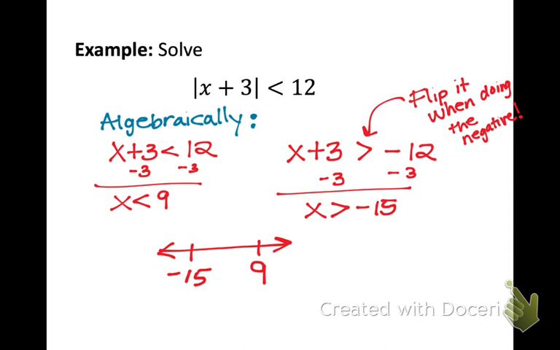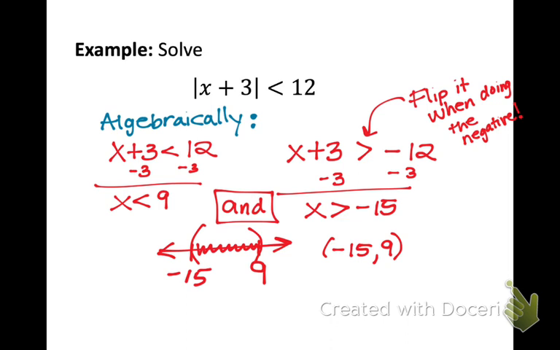I need x to be smaller than 9, which means I would be moving to the left, so it would be everything in between. So it's negative 15 up to 9. That honestly makes sense. So this is an and, a compound inequality, because it was less than. Is that it? Yeah. Cool.